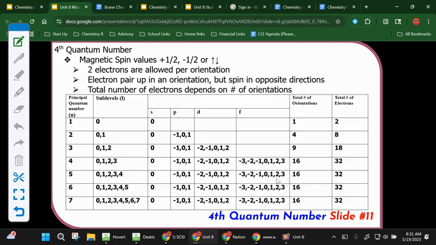So 1 and 3 is 4. 4 and 5 is 9. 9 and 7 is 16. 32 electrons. We never need any more than this. Now, could there be more? Sure. In the 5th energy level, you could use the 5th sublevel. We just don't. We don't need to for our electrons.